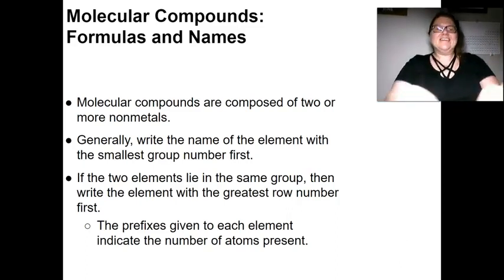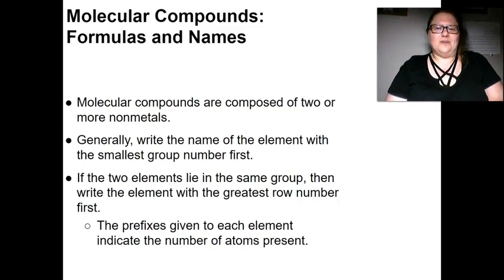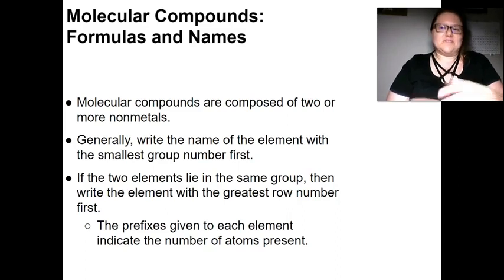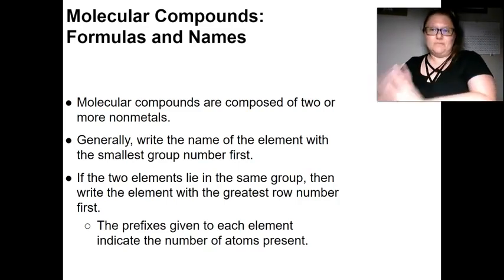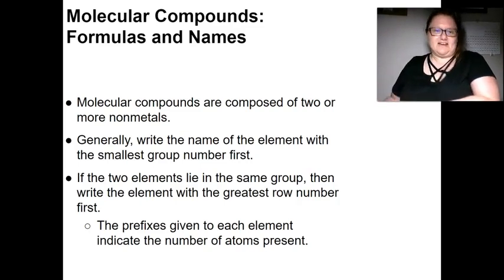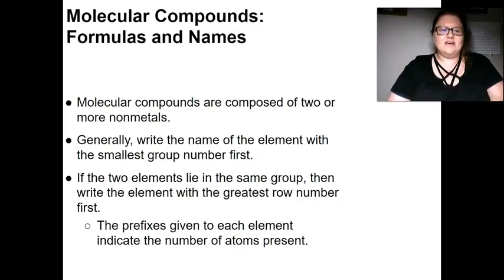So molecular compounds is when we have two nonmetals coming together. We write the name of the element with the smallest group number first. Typically, we write the element that shows up on the periodic table to the left first, and then whatever's to the right of that element would be second. That's basically how it is. There is a little bit more science to it we're not going to cover right now. If the two elements are in the same group, then you write the element with the greatest row number first.